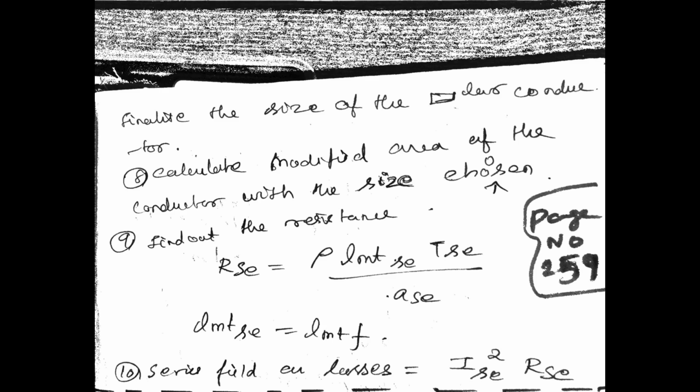Continuation of design of series field winding. Eighth point, calculate the modified area of the conductor with the size chosen. Ninth, find out the resistance. RSC is equal to rho LMTSC TSC divided by ASC. LMTSC is equal to LMTF. Tenth, series field copper loss is equal to ISC squared RSC.